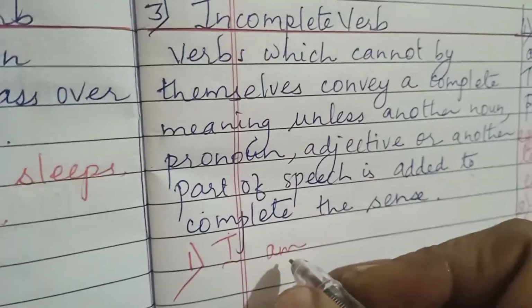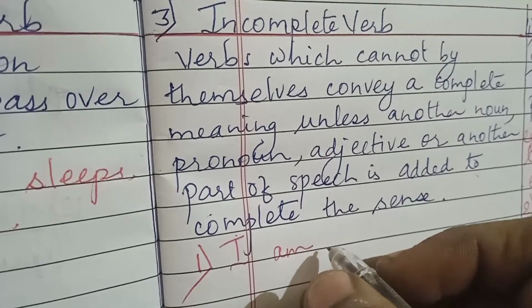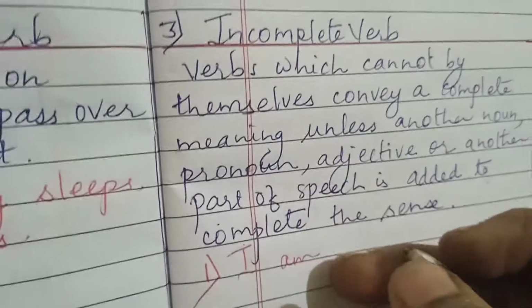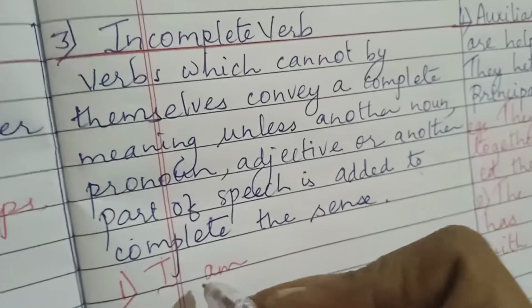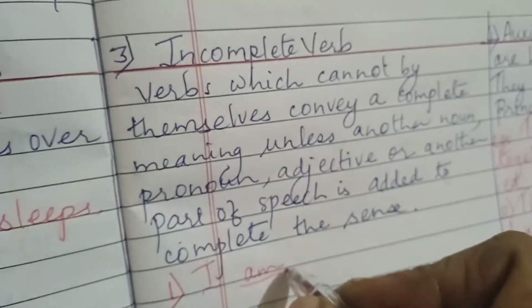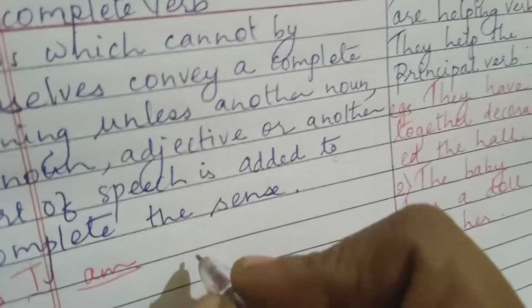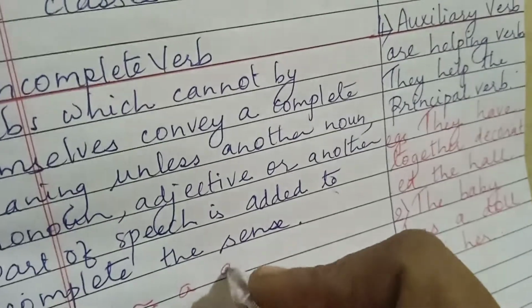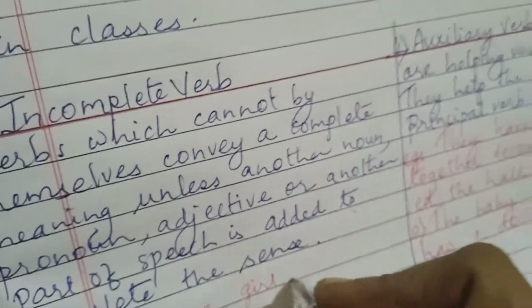Incomplete verb. I am. I am what? It requires another complete word. Am is the verb in the sentence. I am a girl, or I am a boy. Whatever. I am a girl. Girl is a common noun.